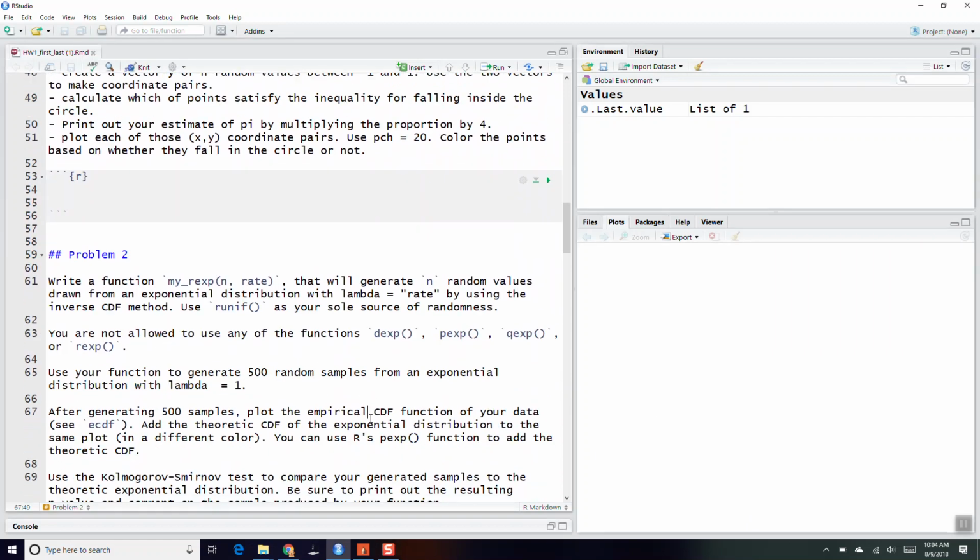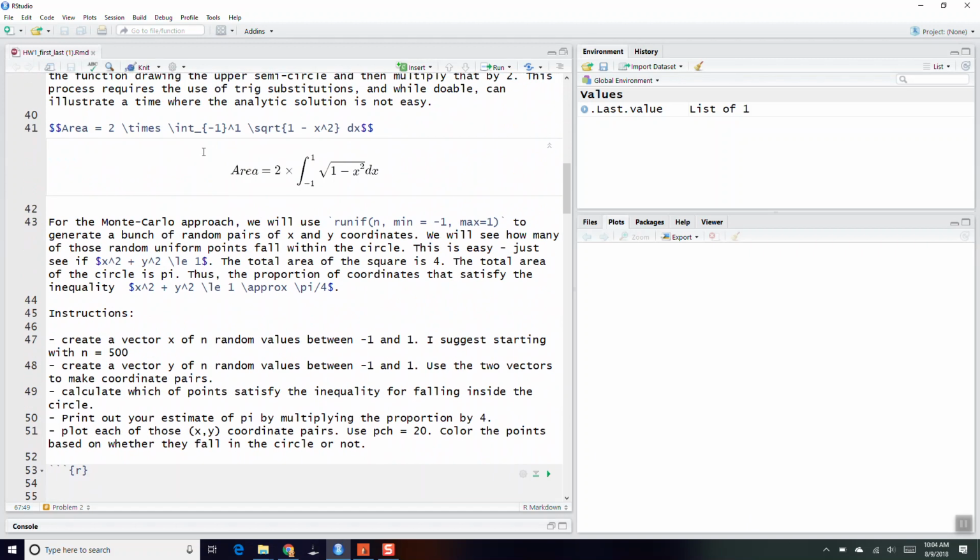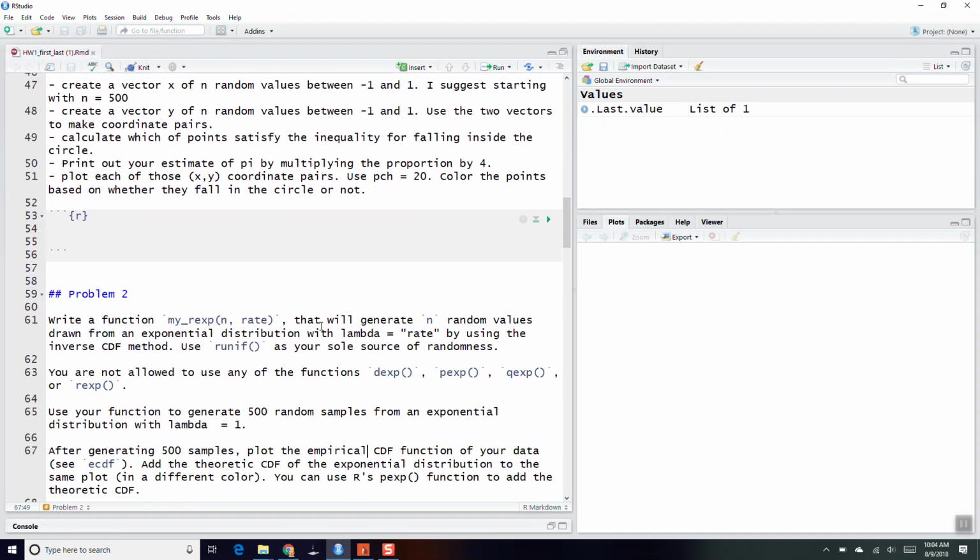Okay, or I guess I'm sorry. In this case, it's not a circle inside a square, is it? It looks like the top half of a circle. Well, I don't remember. Okay, I think it's a circle inside a square.